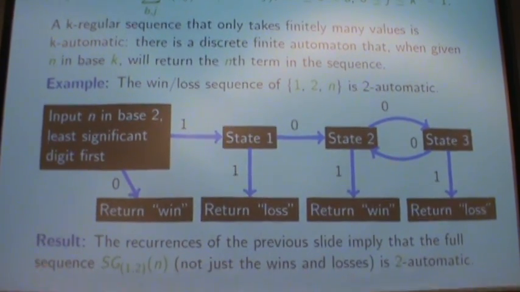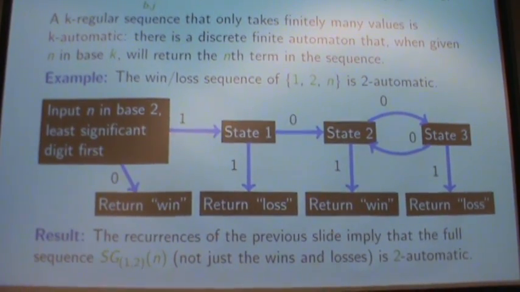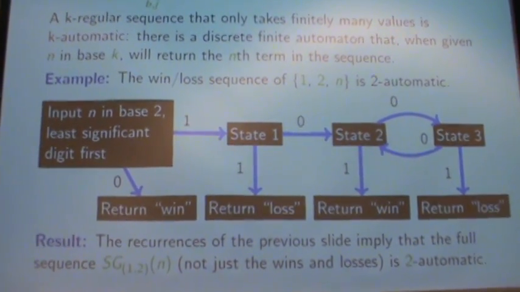Yeah, and so again, just as a reminder, what we've shown is not just that the win-loss sequence is 2-automatic, but the whole thing, right? Whether it's a 1, whether it's a 2, there's some discrete finite automaton that will tell us all of that information.